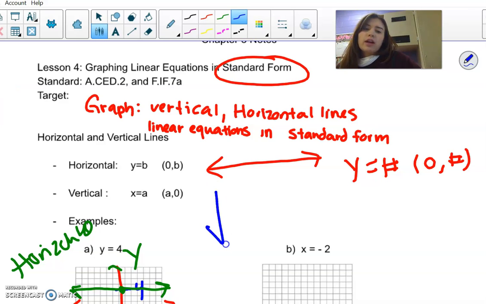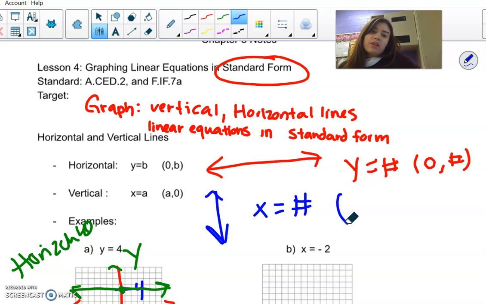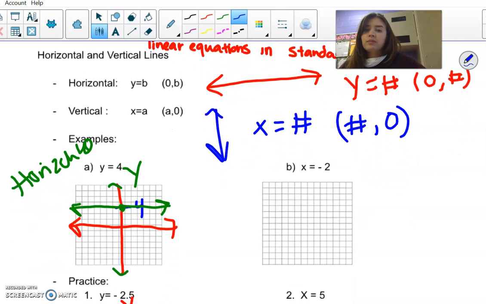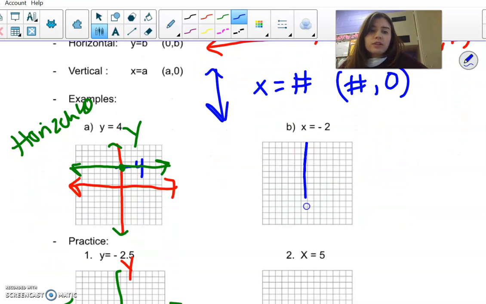Our vertical line still goes straight up and down, and it'll look like x equals some number. And here's the thing. If they give us x equals some number, then that's our first piece of our ordered pair. And then our y is 0. So what we're going to do over here is draw our graph. Because it's x equals, we're going to that x-axis.